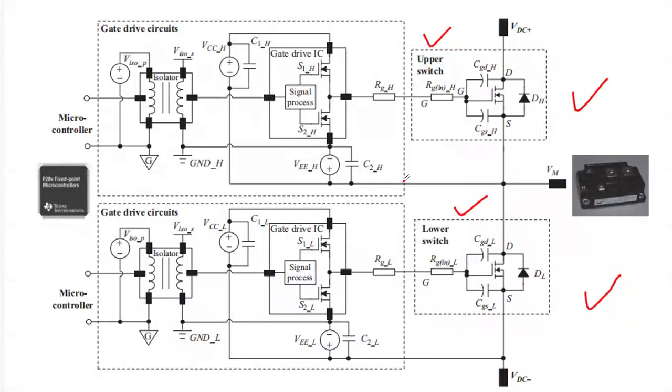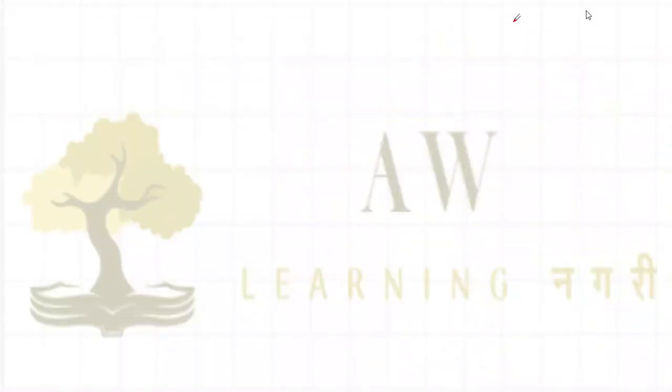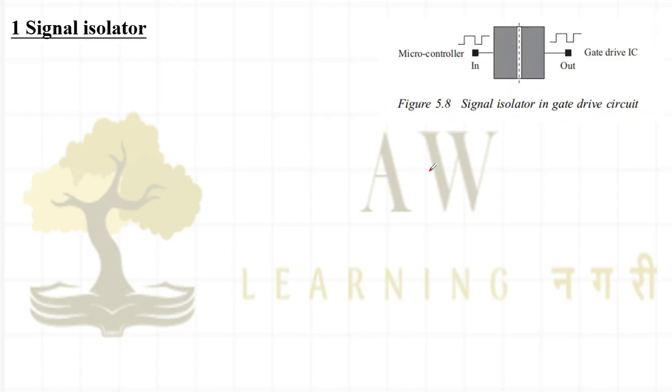Now we will learn one by one what is the use of this isolator, what is the use of the gate driver, what is the use of the isolated power supply, what is the use of my gate resistor, and what is the use of my two decoupling capacitors. All these things we will learn now. So let's start with the signal isolator.